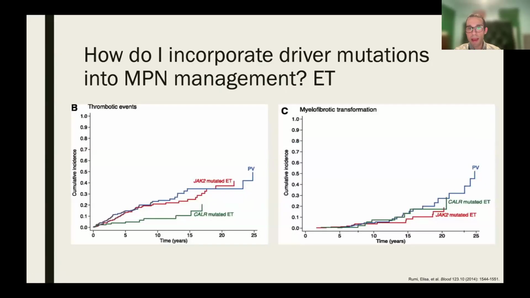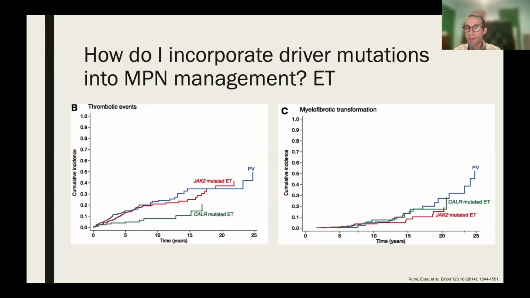How do I incorporate this into management? Well, as you can see, we just talked about this. In terms of thrombotic events, we can see the cumulative incidence here increasing over time with JAK2 mutant ET compared to CALR mutant ET. It almost, in some cases, reaches the rate of blood clots for patients with PV, which is generally thought to be a higher risk for blood clots.